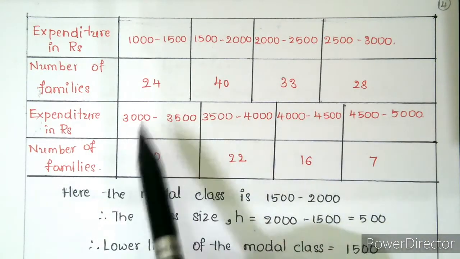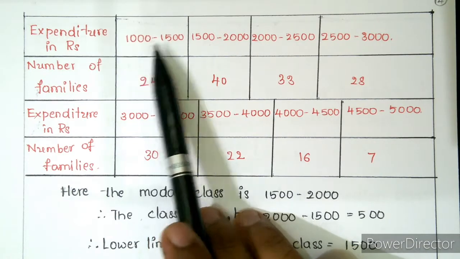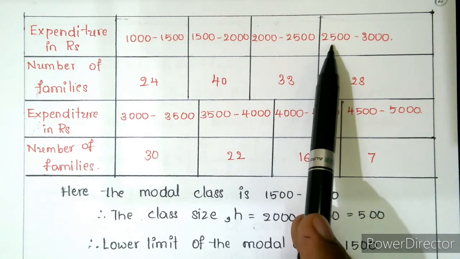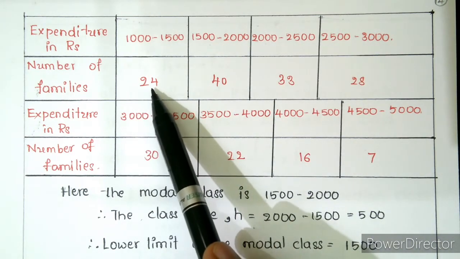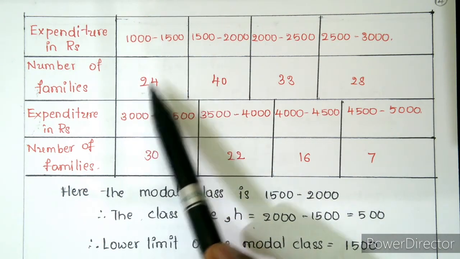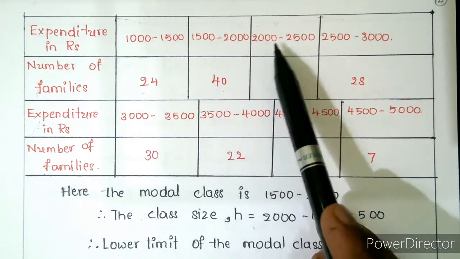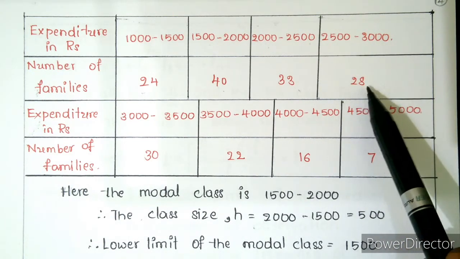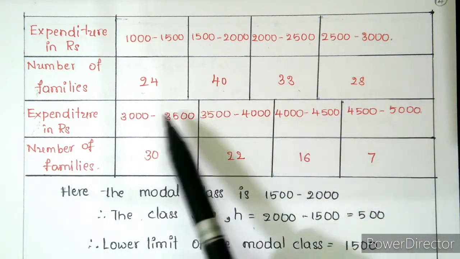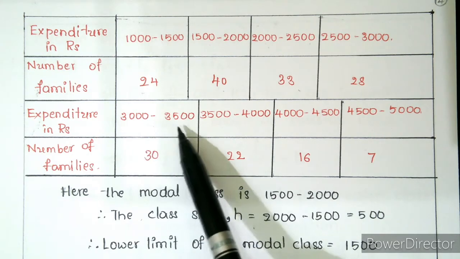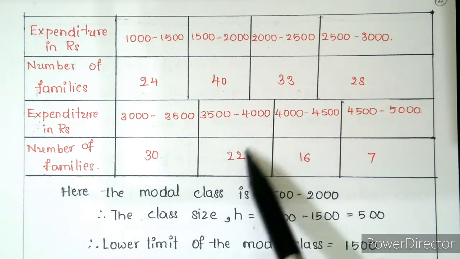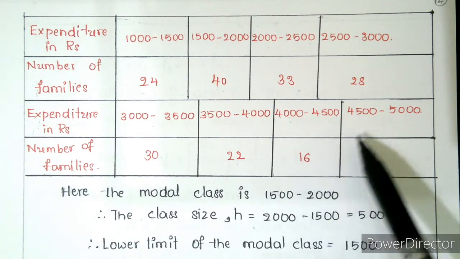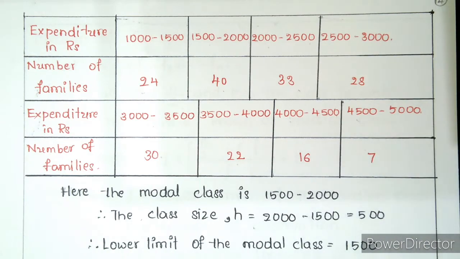So you have the tabular column here. Expenditure in rupees: 1000 to 1500, 1500 to 2000, 2000 to 2500, 2500 to 3000. The number of families: for 1000 to 1500 you have 24, 1500 to 2000 you have 40, 2000 to 2500 you have 33, 2500 to 3000 you have 28, and continuing, 4000 to 4500 you have 16, and 4500 to 5000 you have 7.